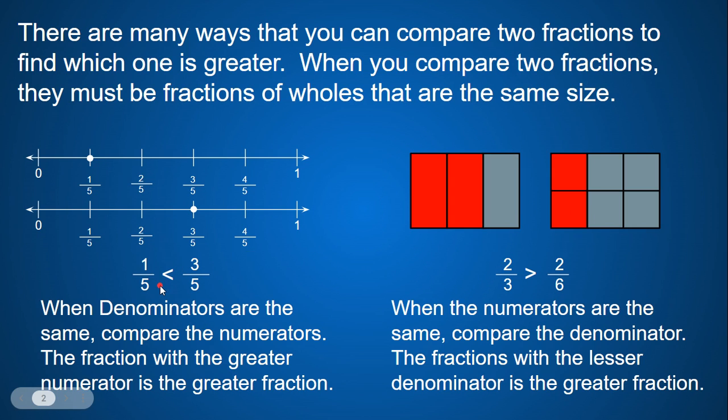So if our denominators are the same, we look at the numerator, and whichever numerator is larger is going to be the bigger fraction. If our numerators are the same, we look at our denominators, and whichever denominator is smaller is going to be the bigger fraction.